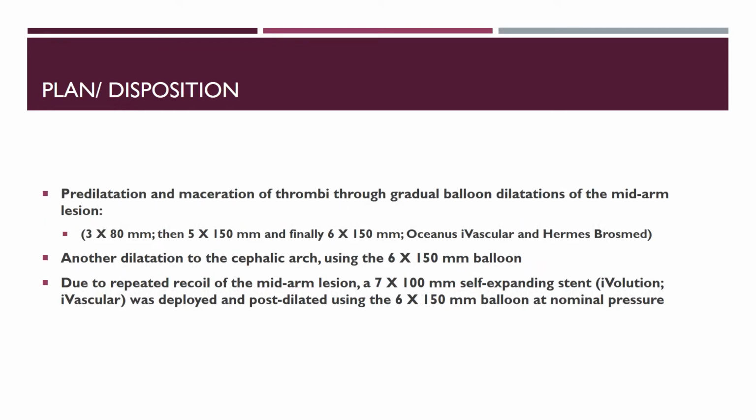Predilatation and maceration of thrombi was performed through gradual balloon dilatations of the mid-arm lesion. Another dilatation was applied to the cephalic arch, using the 6 by 150 mm balloon. Due to repeated recoil of the mid-arm lesion, a 7 by 100 mm self-expanding stent was deployed and post-dilated using the 6 by 150 mm balloon at its nominal pressure.